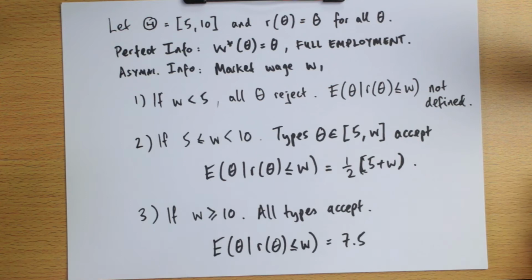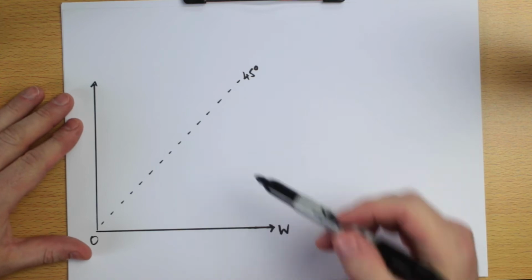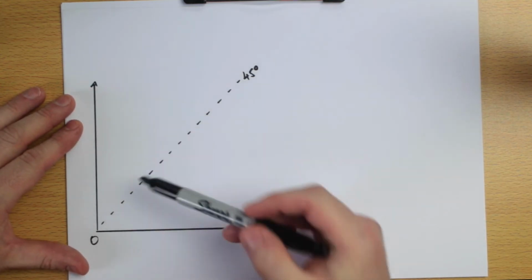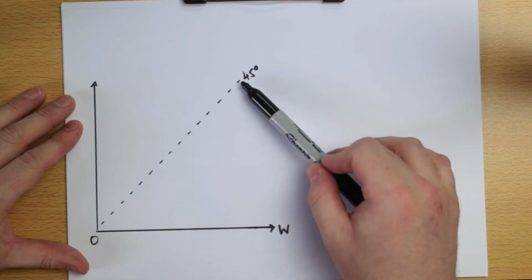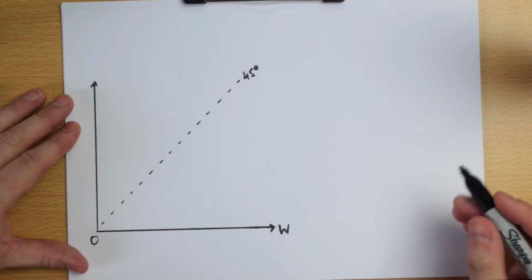So let's sketch a diagram of this. It's always a good idea to sketch a diagram before calculating the equilibrium. I've prepared a diagram here with wage on the horizontal axis and expected revenue on the vertical, and I've drawn in the 45-degree line. I'll mention why in a moment.